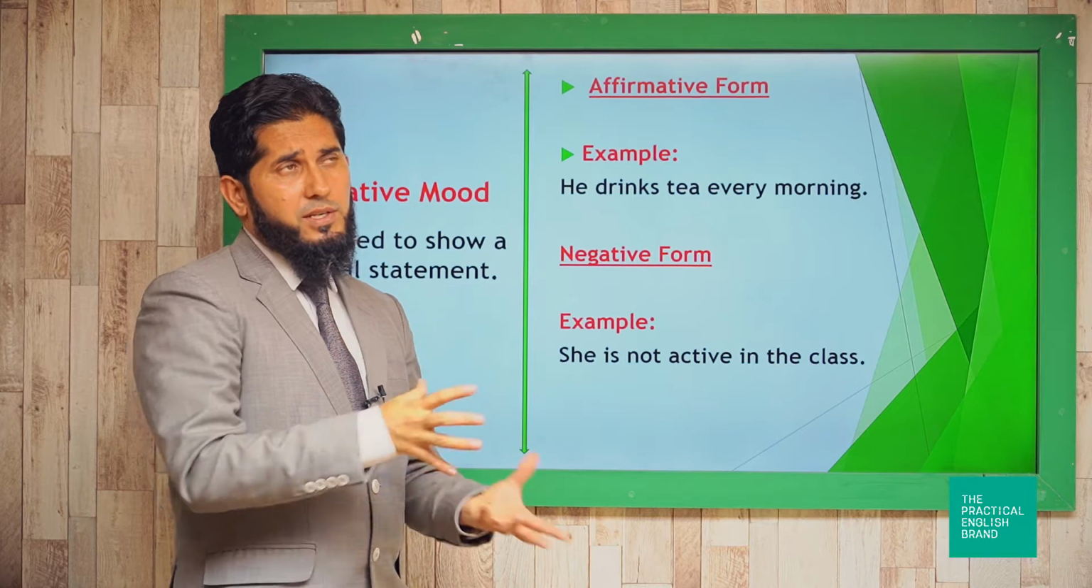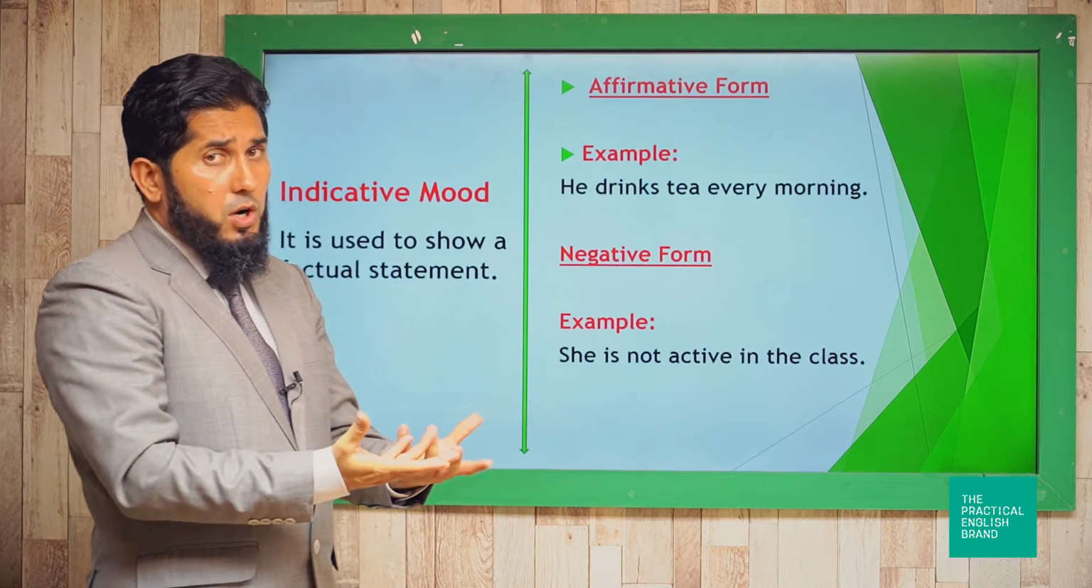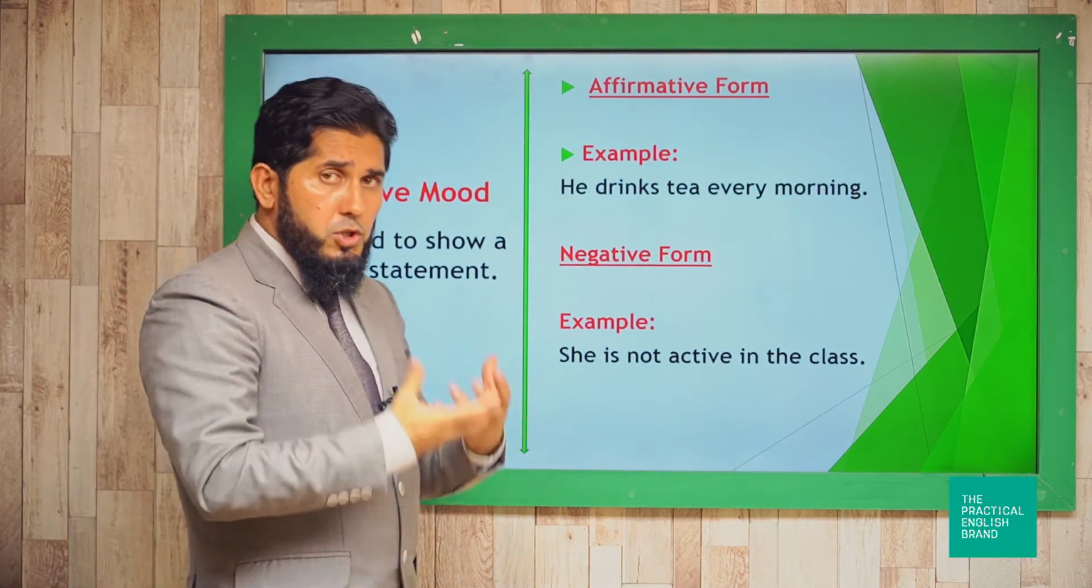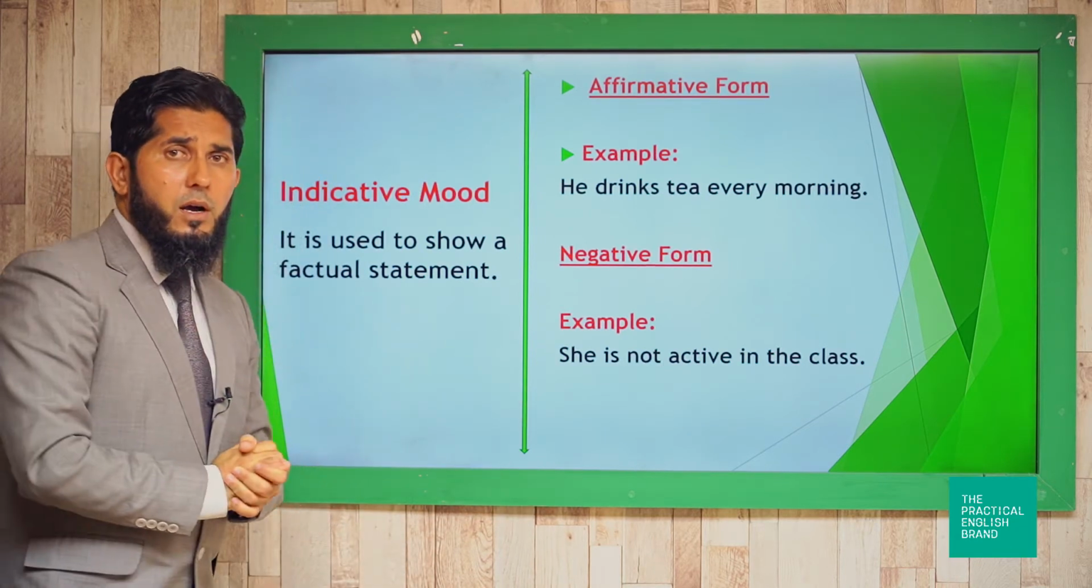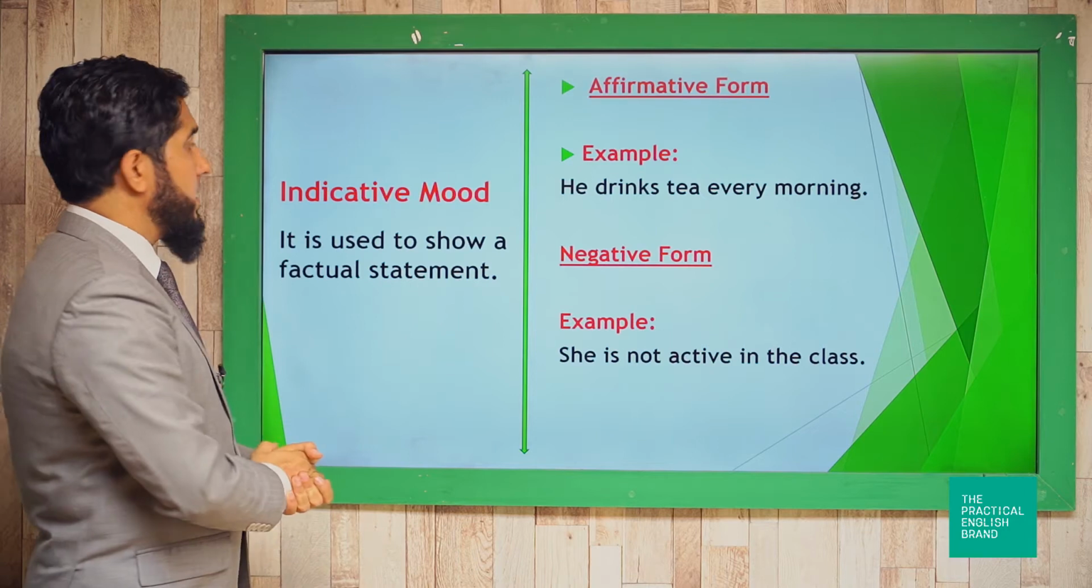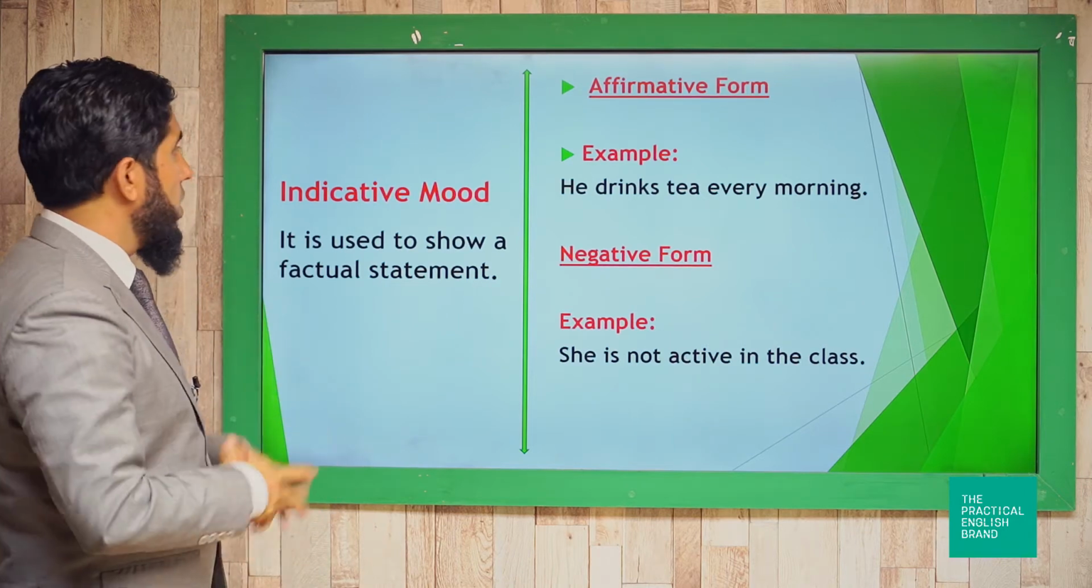So she's not, it's negative form. But it's a fact about her. We talk about something that is true about someone, okay? So this is how I could explain the indicative mode. Now let's move to the next mode.